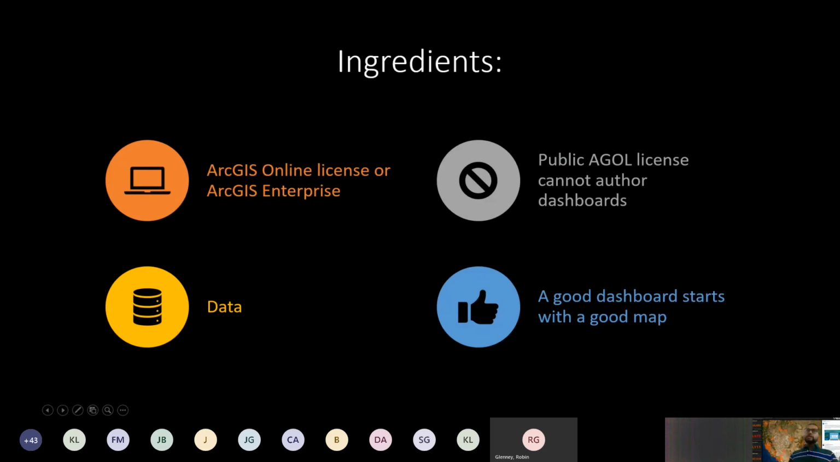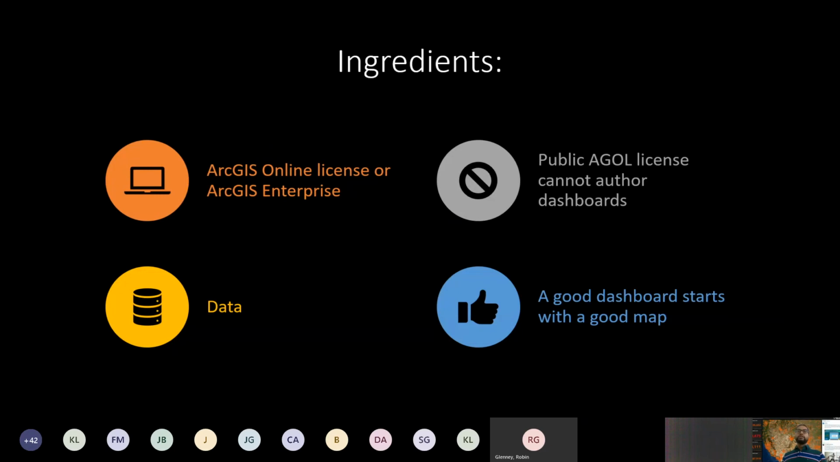All right, let's talk about the ingredients that are required to create a dashboard. First and foremost, you need an ArcGIS Online or ArcGIS Enterprise license. Yes, you can also access or create an ArcGIS Online public account, but an ArcGIS Online public account cannot author a dashboard unless you are a member of an ArcGIS Online organization. So once you have the license for either Online or Enterprise, the next thing you need is data. And once you have the data, you would go on to create a web map, and with a good web map, you can create a good dashboard.